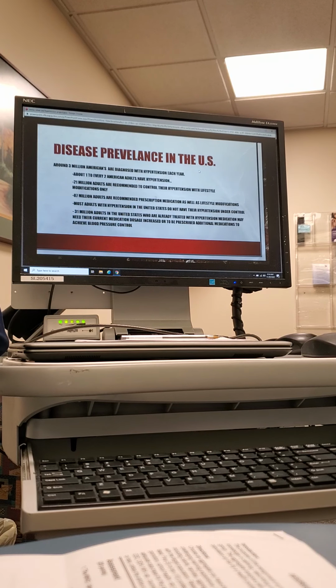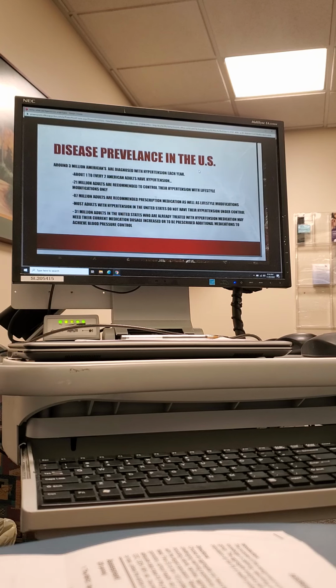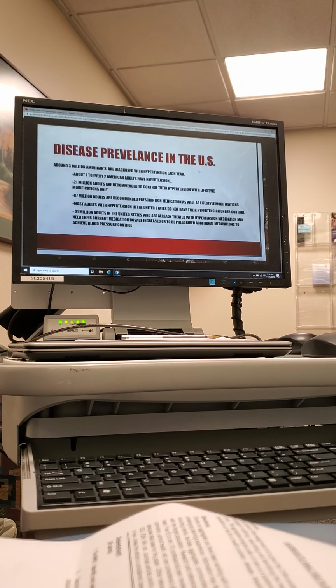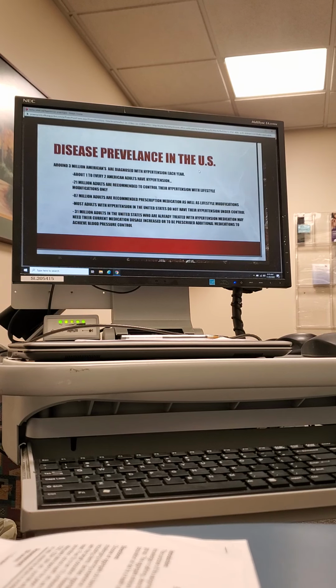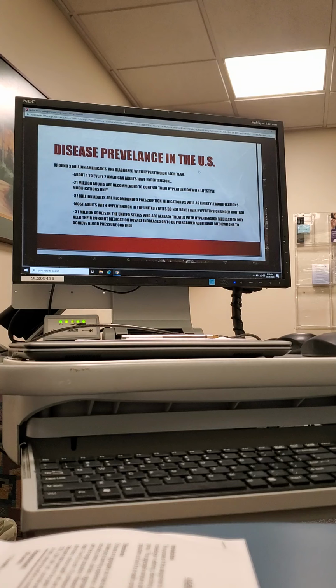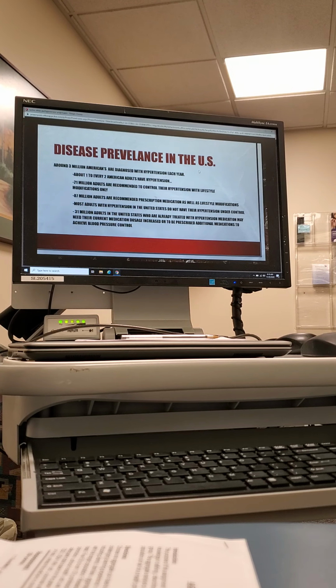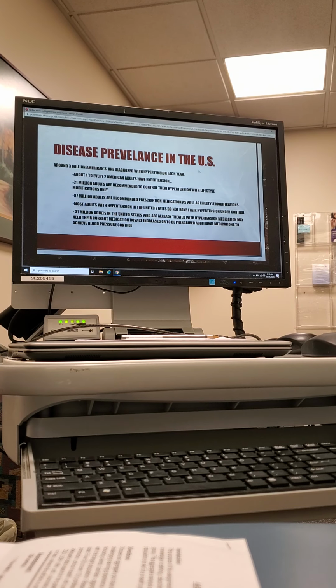Back to disease prevalence in the United States. So around 3 million Americans are diagnosed with hypertension each year. So that is equivalent to about 1 in every 2 American adults having hypertension. That's literally 50%. The statistic, I believe, is literally put at 45 to 50%. Wow. Did you know that? No.